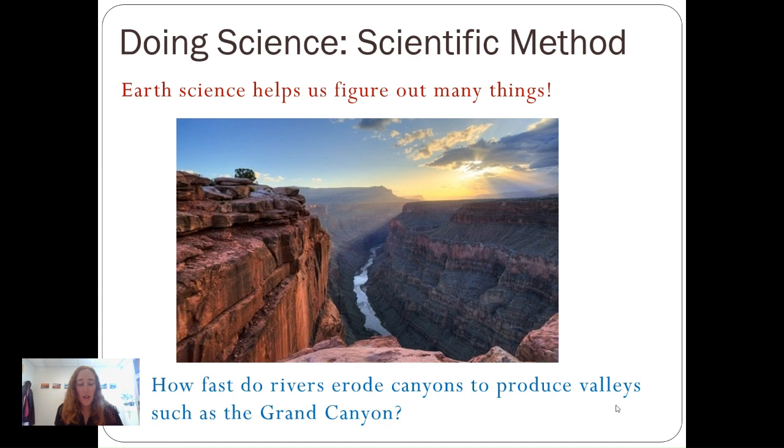If we are thinking about the scientific method from an earth science perspective, it helps us figure out many, many things. Basically, any age of a rock that has ever been measured is using the scientific method. So, for example, we can determine how fast rivers eroded the Grand Canyon to produce valleys, which took about 5 million years. The reason that was determined is that you can measure the age of the rocks, and then you can calculate the rate of erosion and use that to figure out how old the Grand Canyon is. So that's one example of using the scientific method to solve an earth science problem.